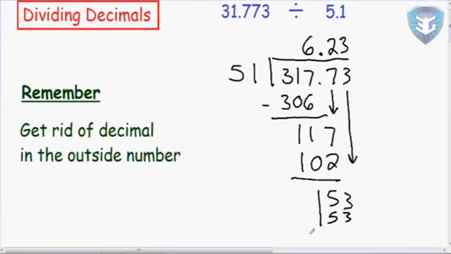So 153 minus 153 is 0. So we have a remainder of 0, which means that we can stop. So now we divided 31.773 by 5.1, and we have a final answer of 6.23.